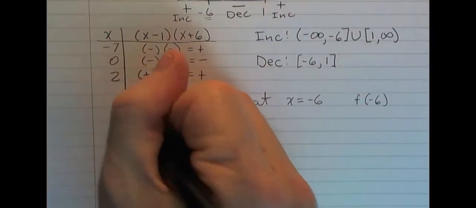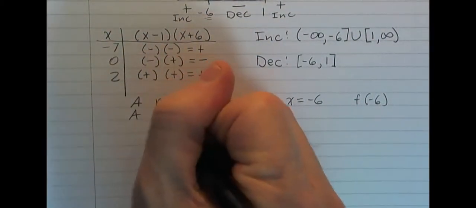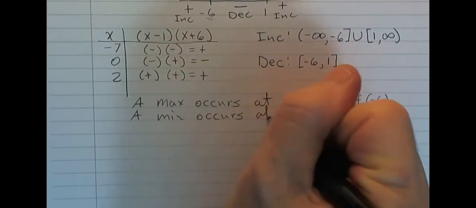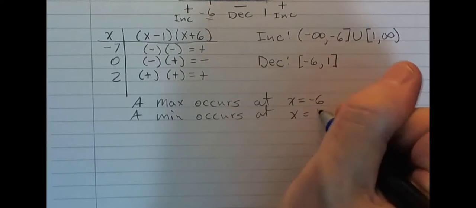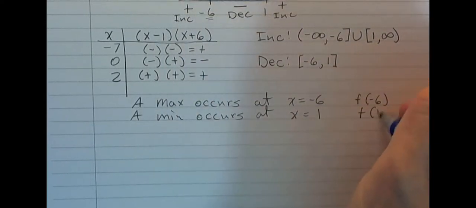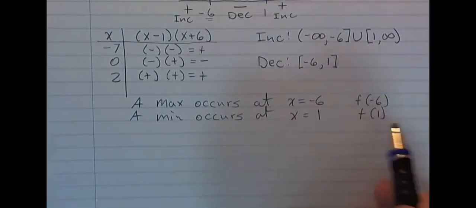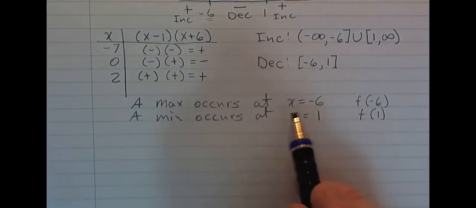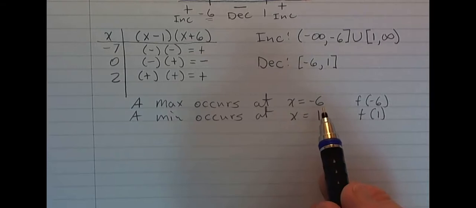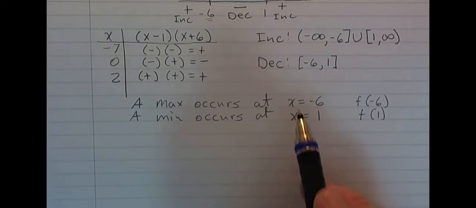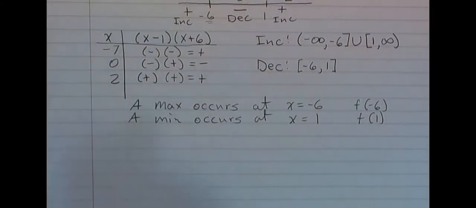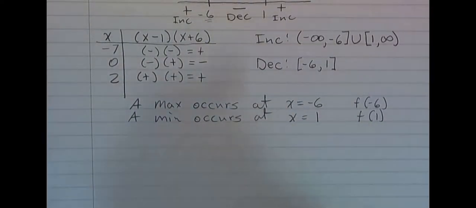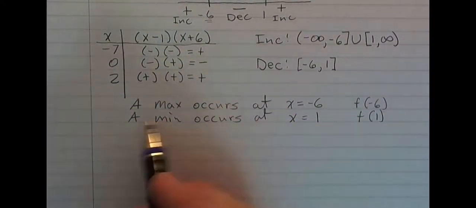Now, a min occurs at x equals 1, and that would be f of 1. This is the max value, this is the min value, and this is where they occur. So we wouldn't say the max is x equals negative 6. No. That's where the max occurs. See, the min is f of 1. It occurs at x equals 1. Okay. So this was the first derivative test right here.